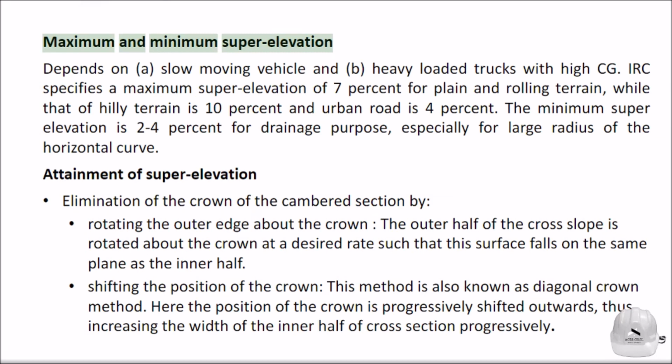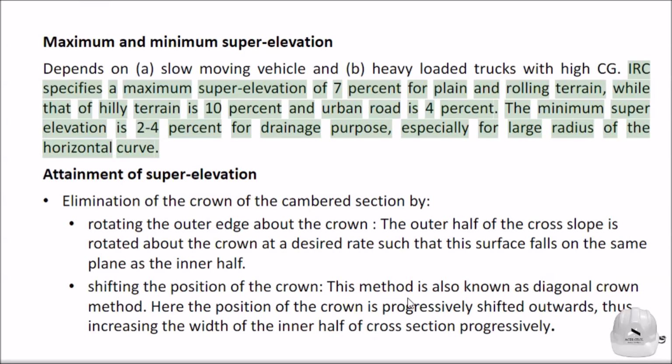Maximum and minimum superelevation depends on A. slow-moving vehicle and B. heavy loaded trucks with high CG. IRC specifies a maximum superelevation of 7% for plain and rolling terrain, while that of hilly terrain is 10% and urban road is 4%. The minimum superelevation is 2 to 4% for drainage purpose, especially for large radius of the horizontal curve.